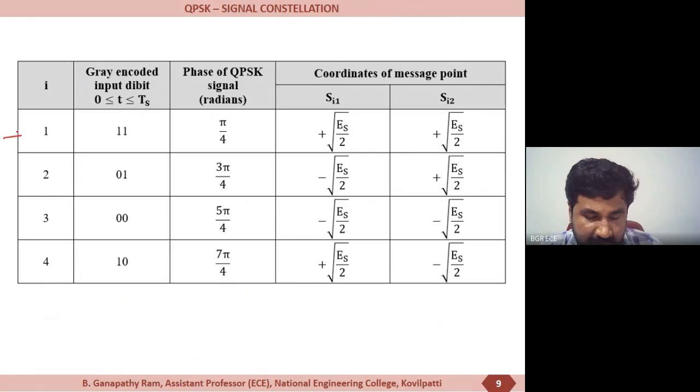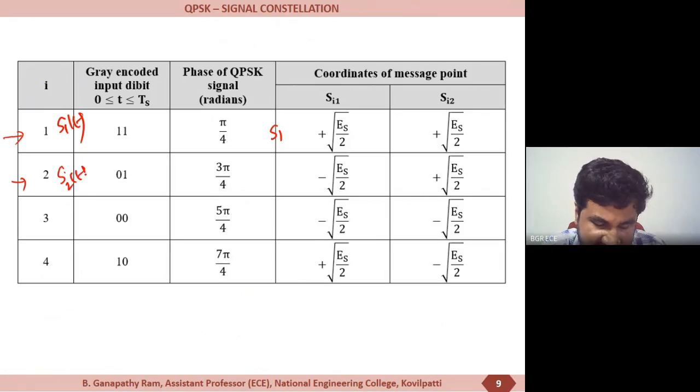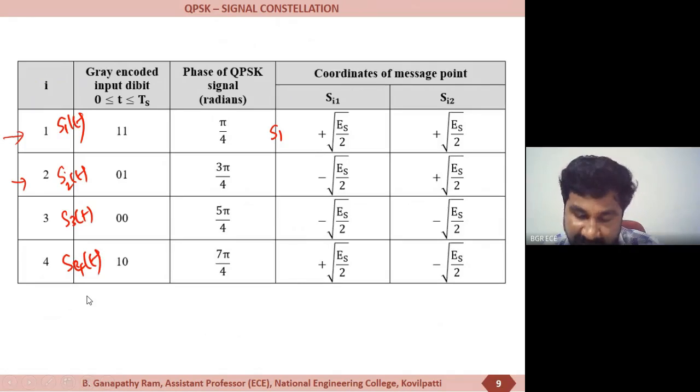if I is equal to 1, then the transmitted symbol is S1 of t, and it is having the message point S1. For I is equal to 2, it is S2 of t. For I is equal to 3, it is S3 of t. And for I is equal to 4, it is S4 of t. And for I is equal to 2, the corresponding message point is S2. This is S3 and this is S4.